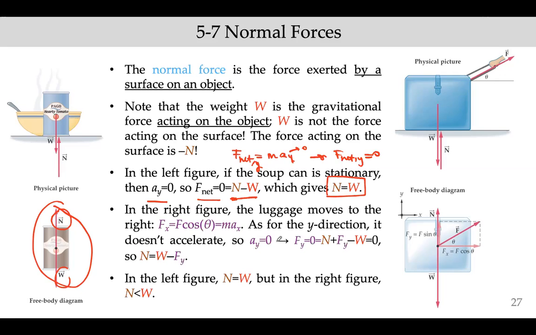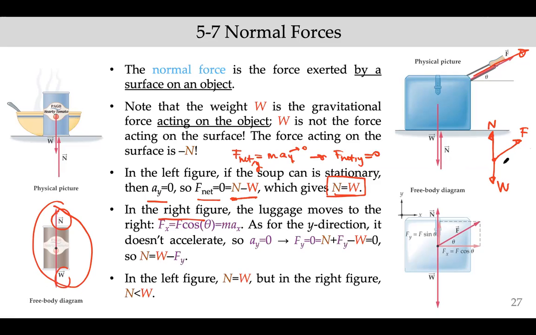They are different things. But if the acceleration in the y direction is 0, it turns out that the normal force is equal to weight. But you will see a case where that's not the case, which is in the right figure. Let's say someone is pulling the luggage in this direction with some angle. So there's this external force, there's this weight, and there's this normal force because it's on the ground.